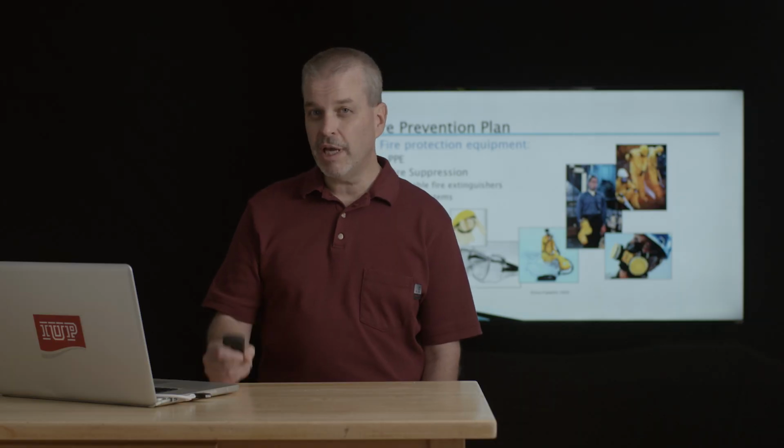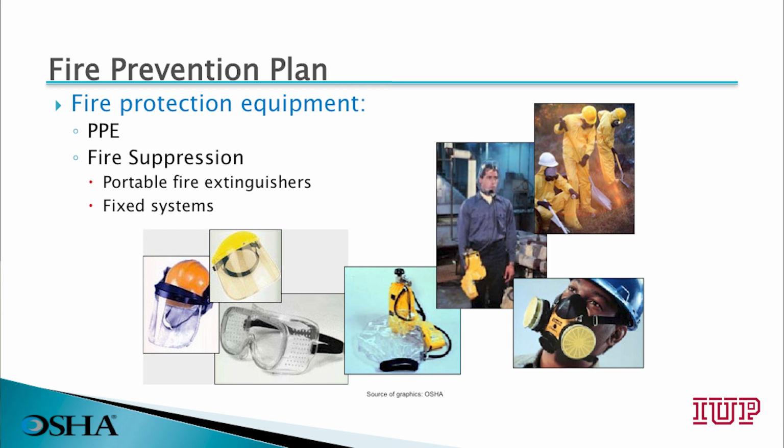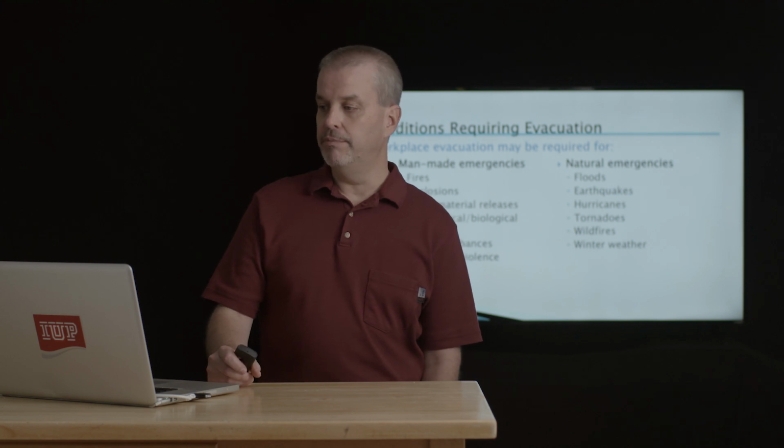What type of personal protective equipment may you need to have? From a fire prevention perspective, that type of equipment might include flame-resistant clothing, thermal gloves, hard hats, and face shields. Fire suppression equipment may include portable fire extinguishers or fixed systems, including hoses. Let's talk a little bit about evacuation.